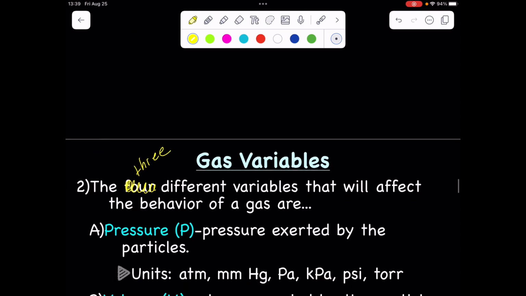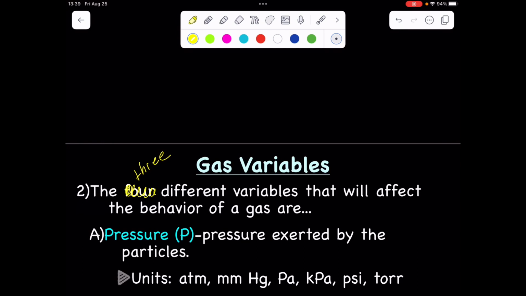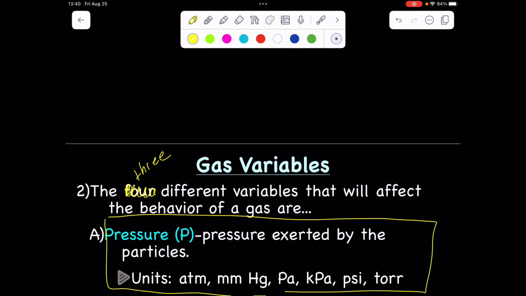And really important, you need to know the pressure units or at least be familiar with them. So the units are atm, or atmospheres, mmHg, or millimeters of mercury, Pa, which is Pascal, kPa, kilopascal, psi, pounds per square inch, and torr. Do something like box these in or highlight them, because you want to be able to go back and find them in your notes.